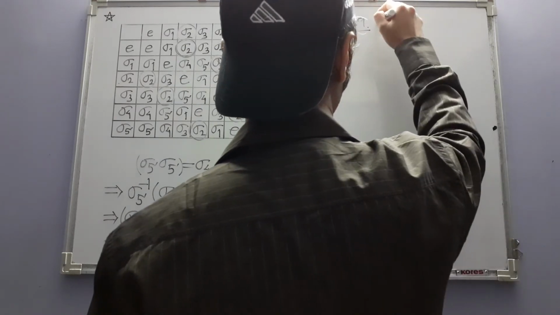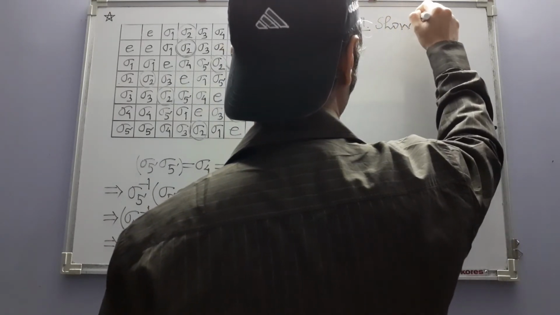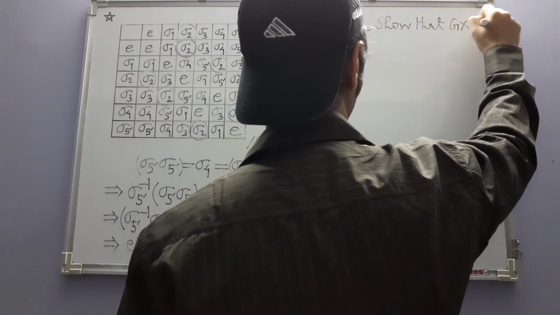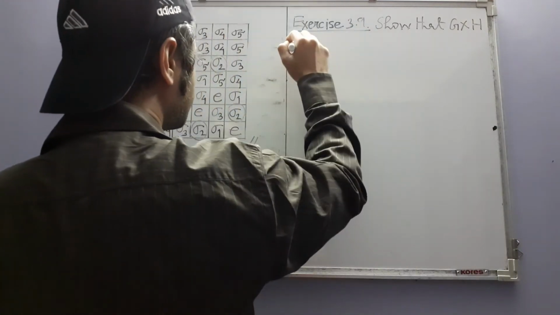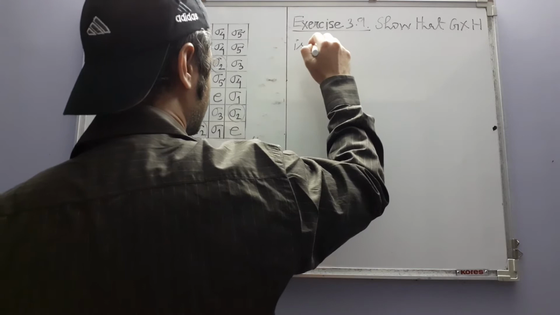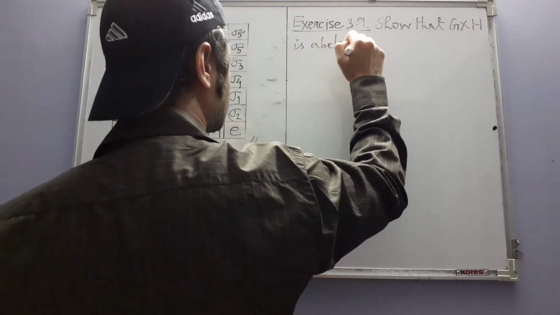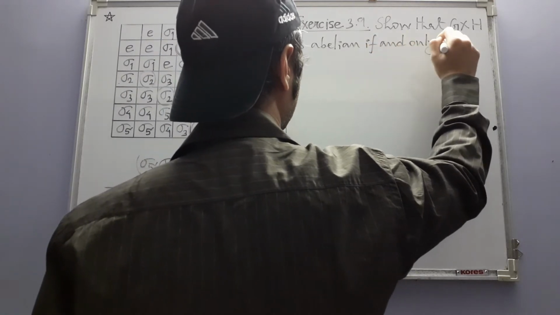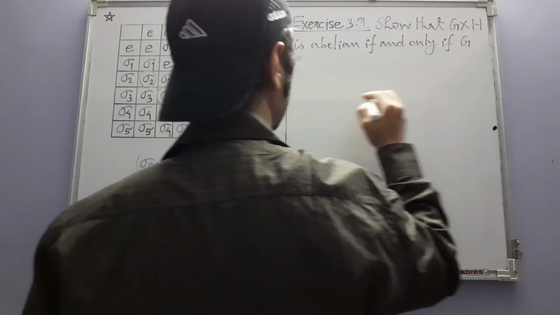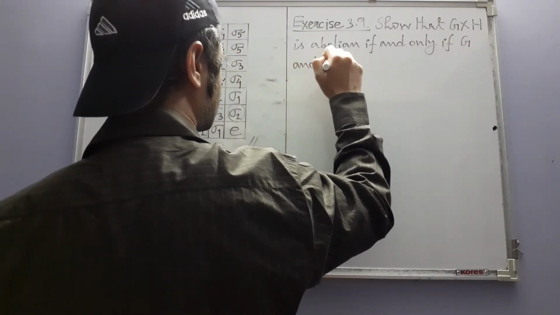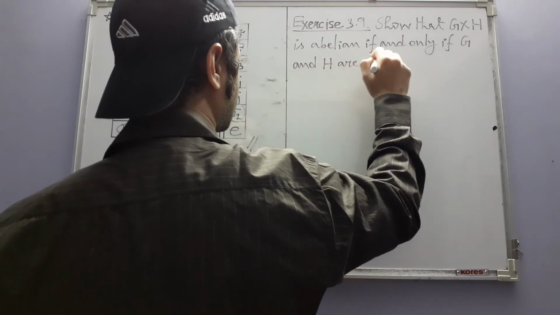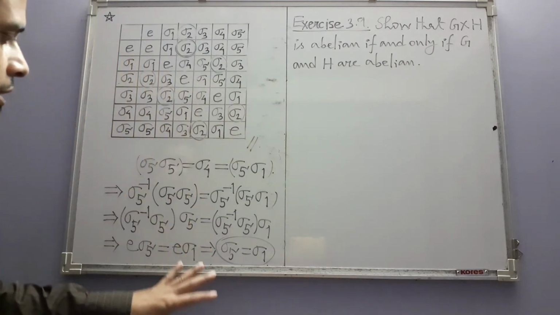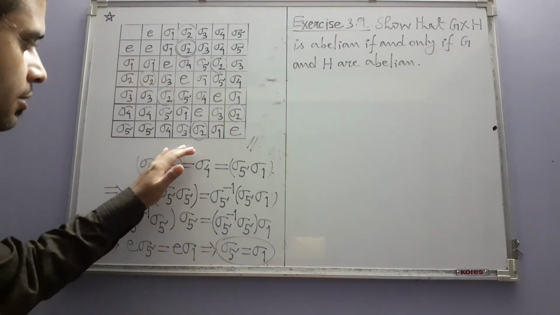Show that the product of these two groups G and H, G cross H, is abelian if and only if G and H are abelian. And by the way, if you find these things somewhat confusing at this stage, just forget about them.